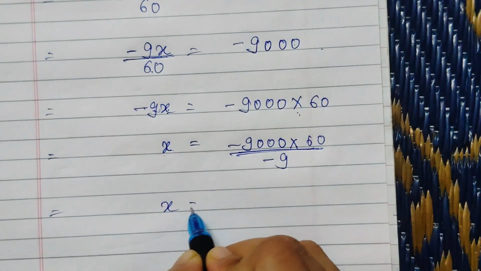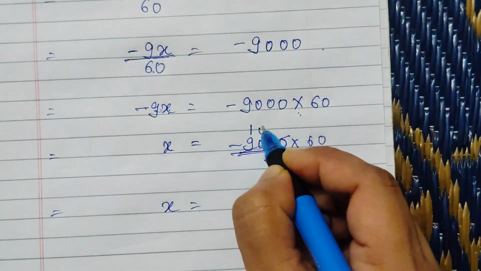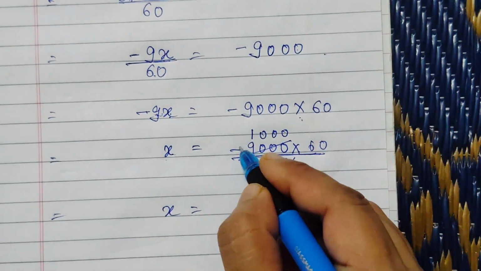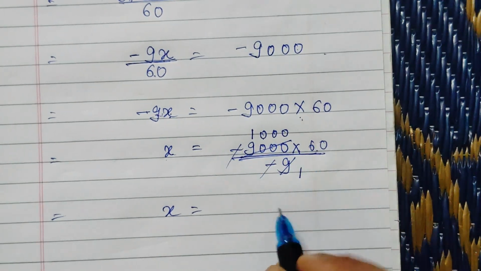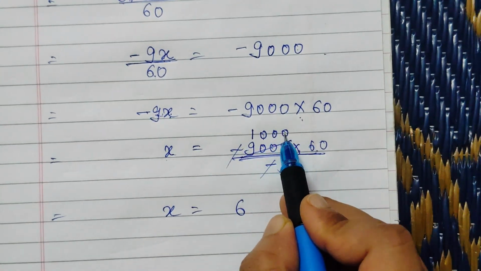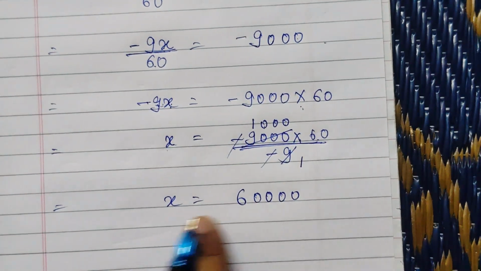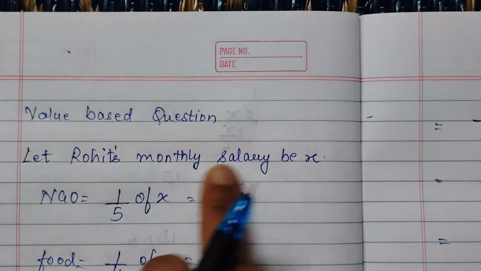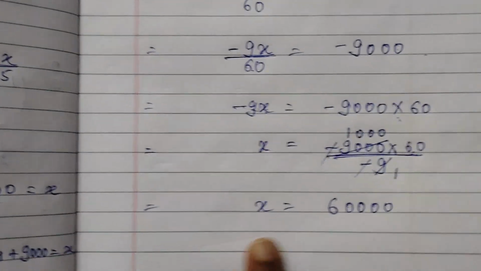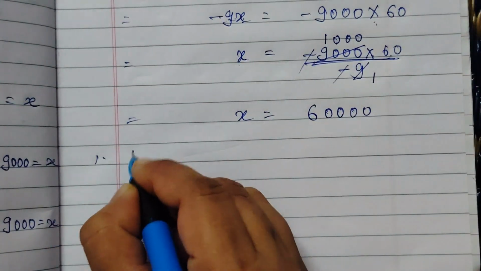Now we will reduce this. So see, 9 ones are 9, 9 ones are 9 and this 3 zeros, right? And this minus and minus sign also gets cancelled. So what I have, 1000 into 60. So I'll write 6 and remaining zeros, 1, 2, 3, 4, 4 zeros, that is 60,000. So x value we got as 60,000. And what is x? x is Rohit's monthly salary. Rohit's monthly salary be x. So his monthly salary is now 60,000. Okay, so you can write the first answer.